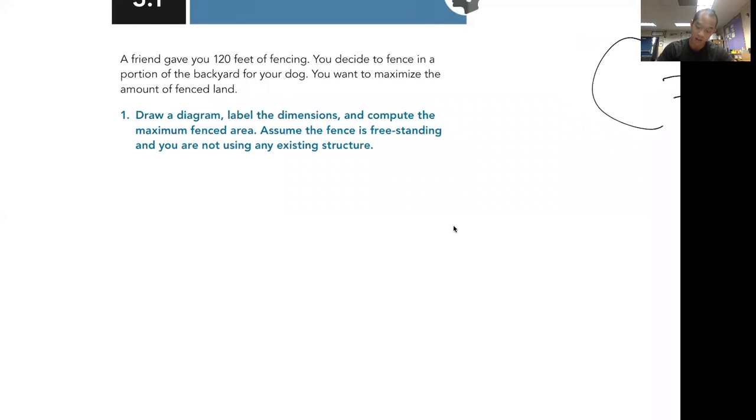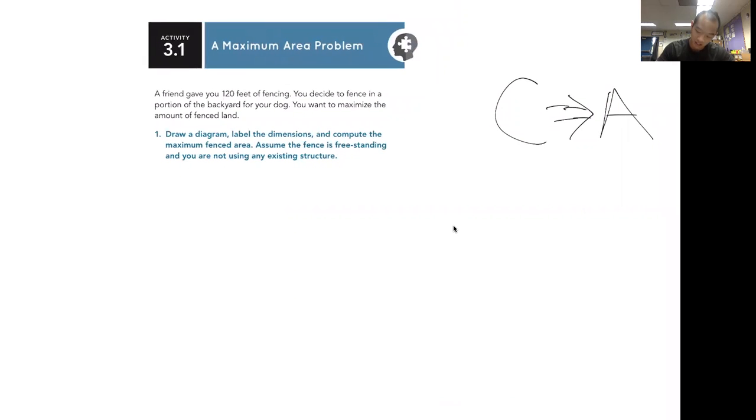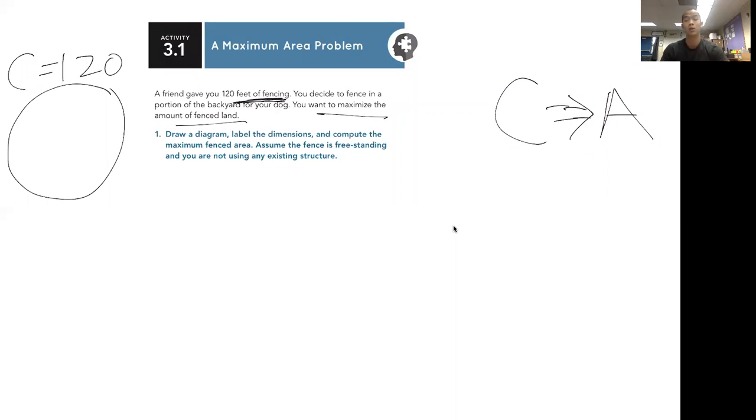It says, a friend gave you 120 feet of fencing. And remember, fencing is along the outside. So 120 is the circumference. And it says you decide to fence in a portion of the backyard for your dog. You want to maximize the amount of fenced land. Whenever they say something like that, the maximizing shape would always be a circle, okay? So we're trying to find the area of a circle.